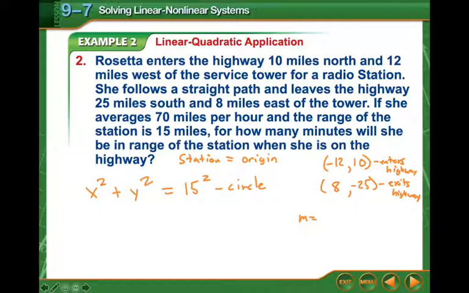That's going to be y2 minus y1 over x2 minus x1: negative 25 minus 10 over 8 minus negative 12. Again, I subtracted a negative, so I changed to adding. So that's negative 35 over 20. 35 divided by 20 will be negative 1.7.